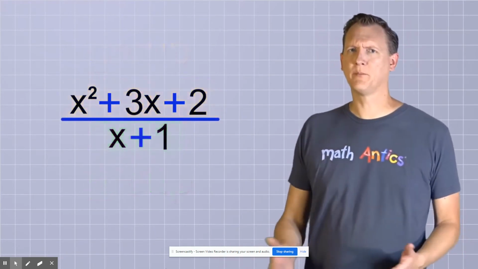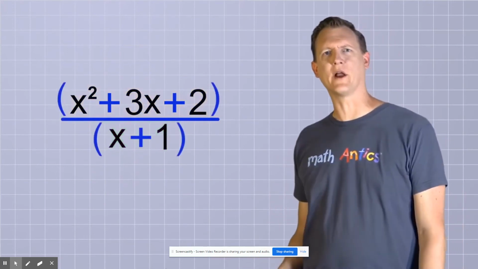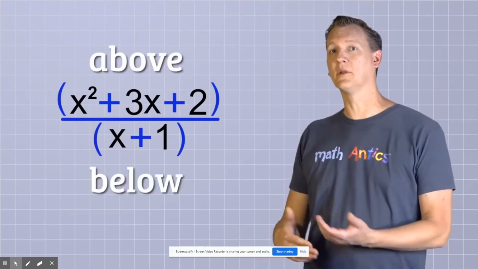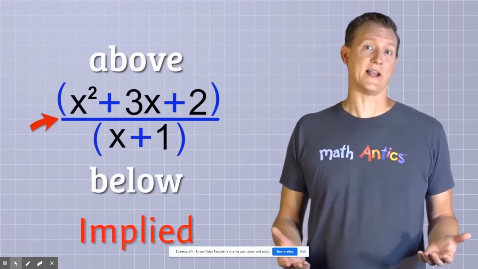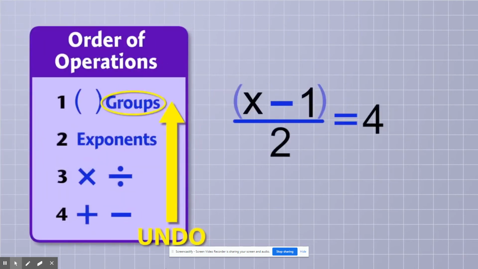Of course, we could put parentheses there if we wanted to make it really clear, but it's not required. Grouping above and below a fraction line is just implied in algebra. Getting back to our new problem, now that we know that the x minus 1 on the top of the fraction line is an implied group, as we learned in our last example, we're going to wait and undo the operation inside that group last.